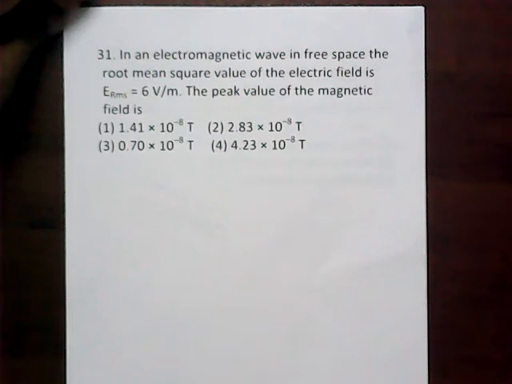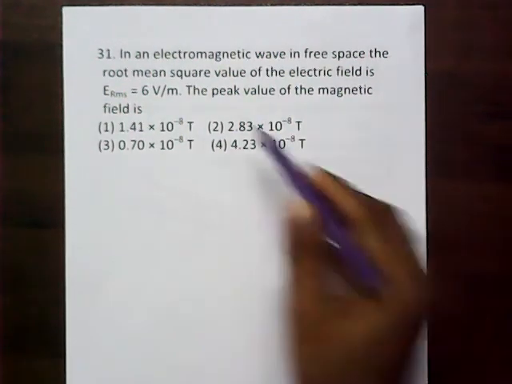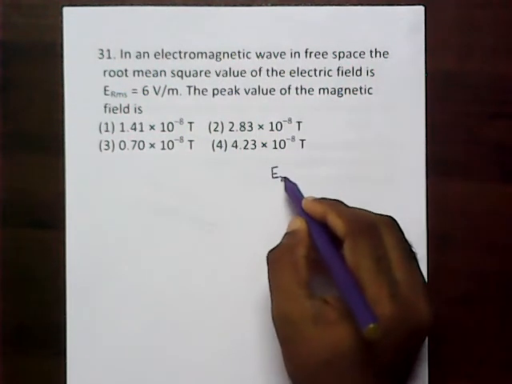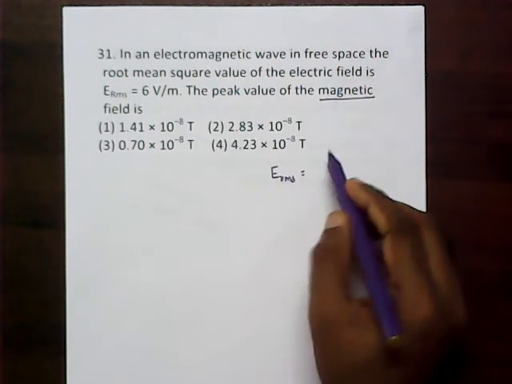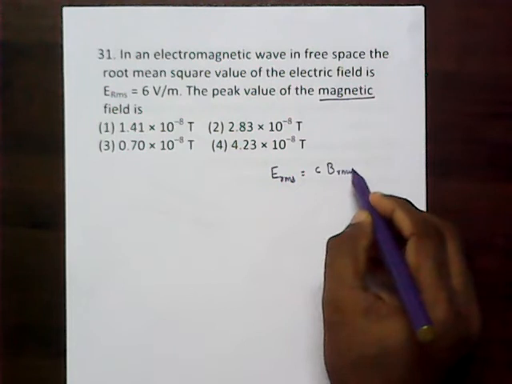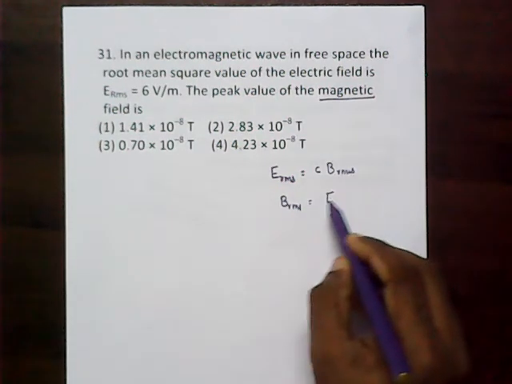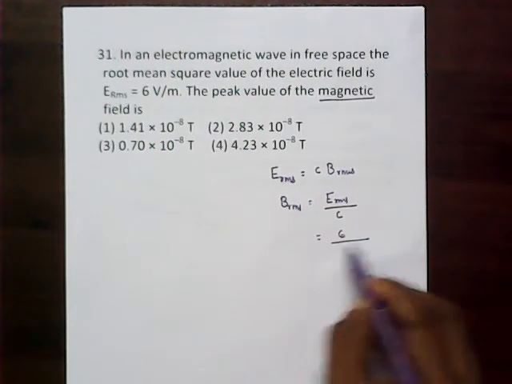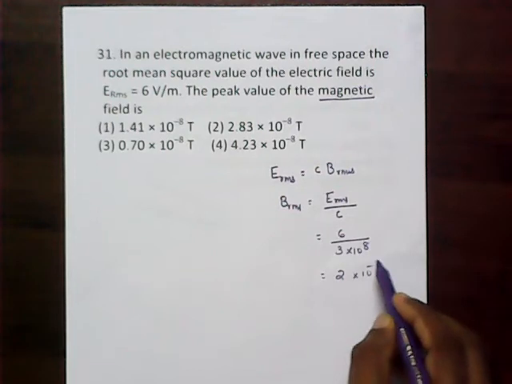Here, a simple question. In an electromagnetic wave in free space, the root mean square value of the electric field E_RMS is given. For the peak value of the magnetic field, we can relate E_RMS equal to C times B_RMS. So B_RMS is nothing but E_RMS divided by C. So that is equal to 6 divided by 3 into 10 raised to 8, so 2 into 10 raised to minus 8.